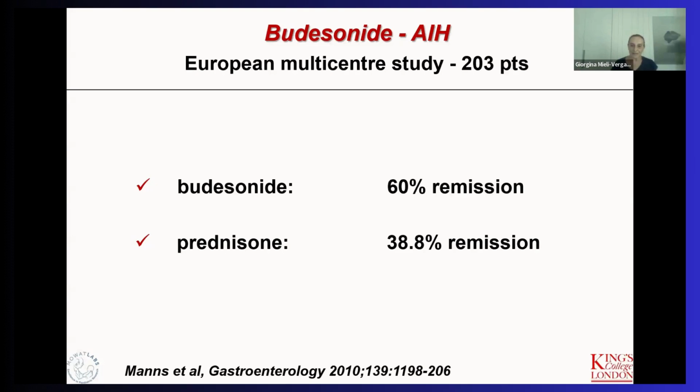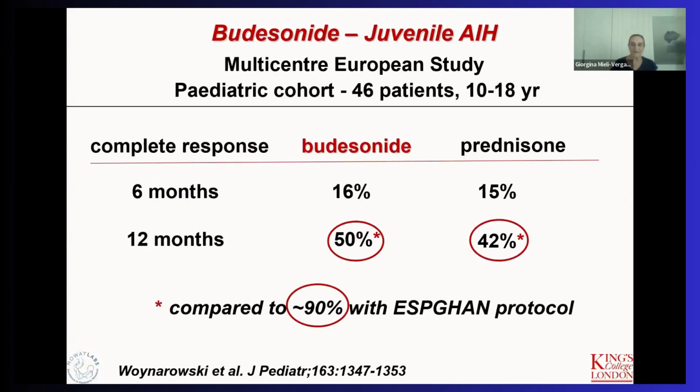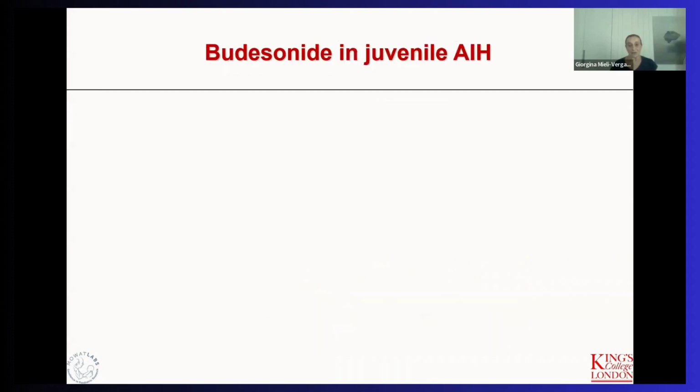But if we look at the pediatric group of this study, there were 46 patients between 10 and 18 years, and you look at complete response at 6 months. In the budesonide group it was 16%, in the prednisone group 15%, identical, and at 12 months it was 50% in budesonide and 42% in prednisone, again identical. And this is compared to a 90% complete response with the Espion protocol. Therefore, I think that at the dose used in adults, budesonide really does not work, and appropriate trials are needed.